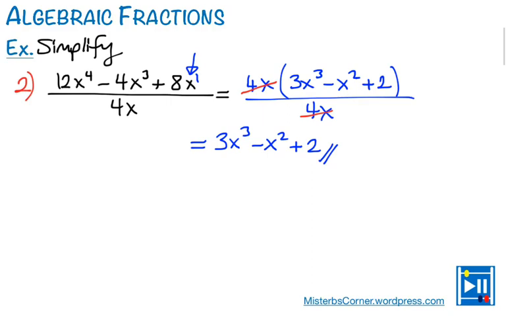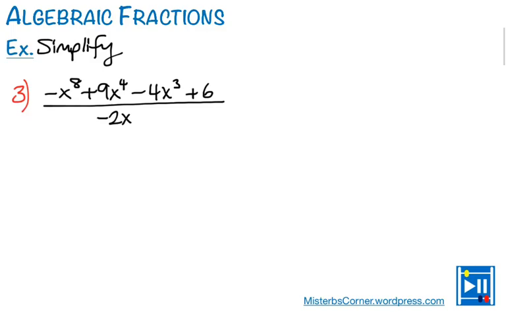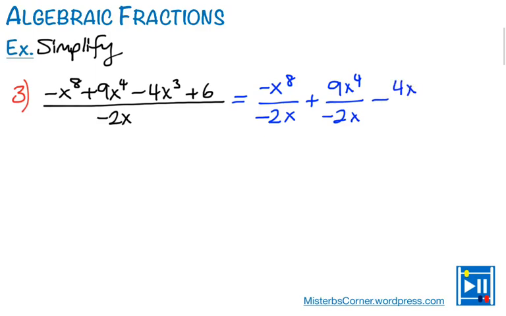Another example. Now in this one you may take the common factors out, or alternatively you can write minus x squared over minus 2x, and then you can write 9x to the power 4 over minus 2x, minus 4x cubed over minus 2x, and finally 6 over minus 2x. Notice that I just write these signs in between as the operations according to these signs, right?